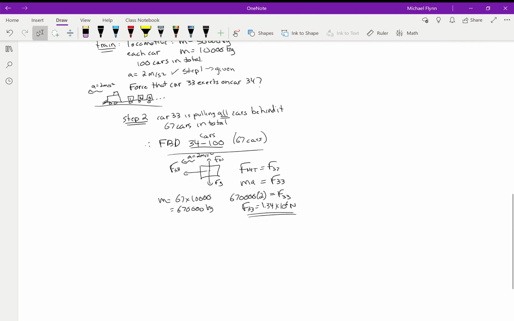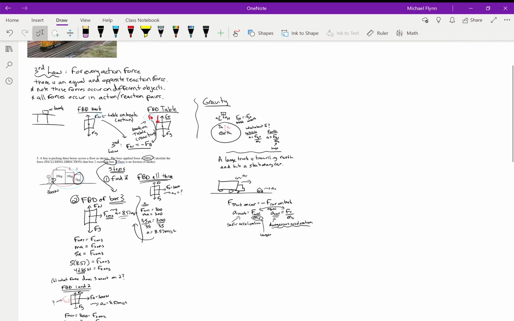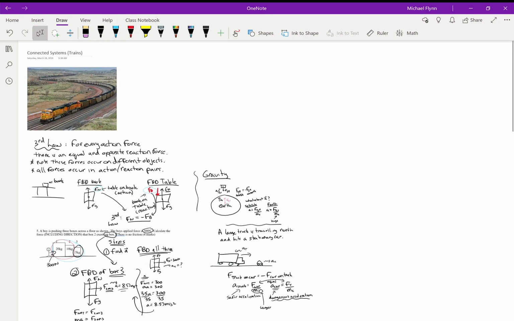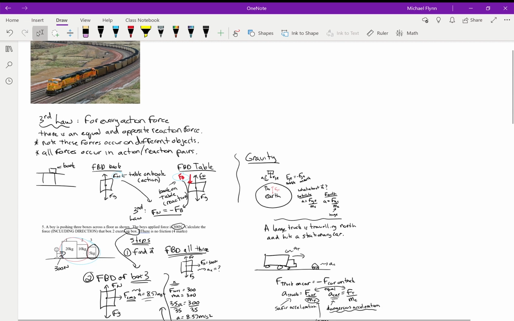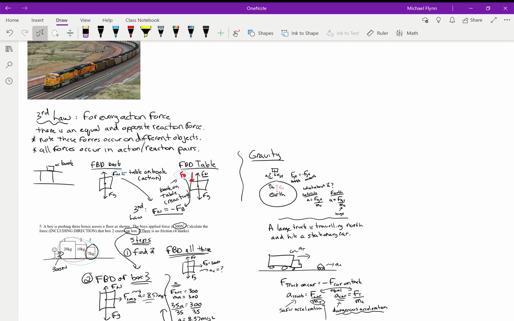All right, so that, guys, is how you do train problems. Now, I only have a couple of other two-dimensional type problems. That'll be a lot quicker than this one, but that is how you do connected objects, and that is Newton's third law.